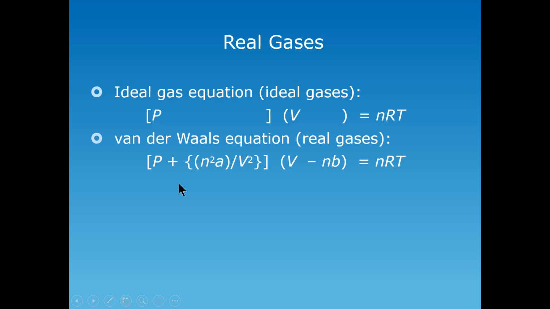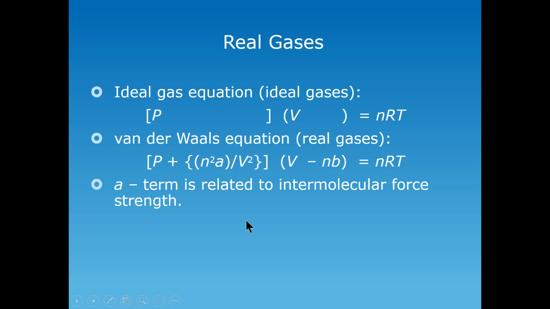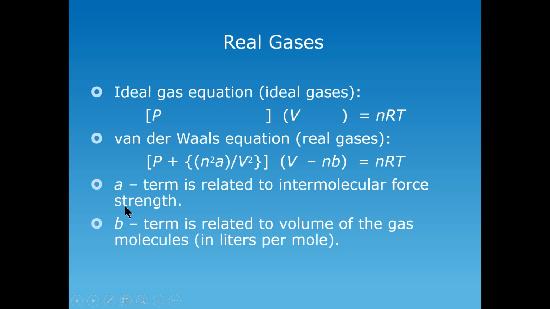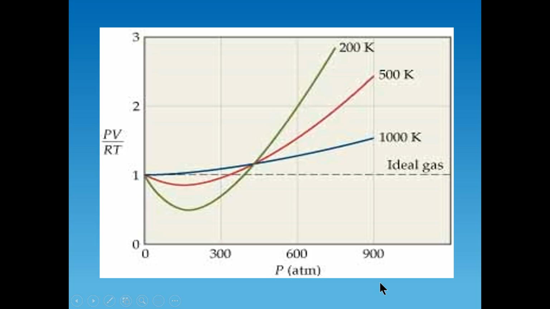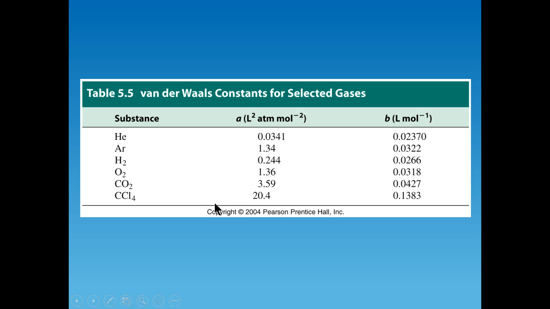And you see that there are some terms here like a and b. These are constants, which are related to different aspects of the gas particles. As stated here, a is a term that is related to the intermolecular force strength, and b is a term related to the volume of the gas molecules in liters per mole. All right? And these terms a and b have to be experimentally determined, as you can see in this slide right here.